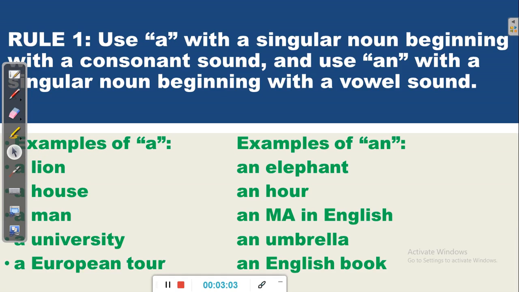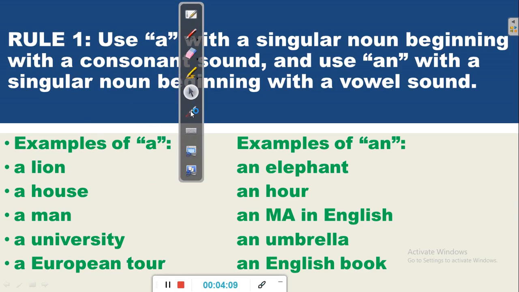Now let's look at the various rules. Rule number 1, use a with a singular noun beginning with a consonant sound and use an with a singular noun beginning with a vowel sound. Now examples are as follows.